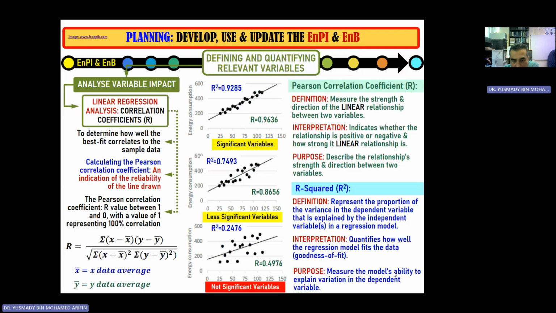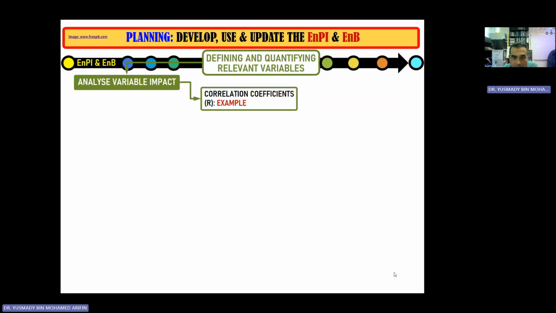So we can look at the different features in the data and also the line provided for the linear regression. The best significant variable condition is shown by the first graph, where all the data are located very close to the linear line formed by the linear regression analysis. If we have a lower value of R or R square, we can see that the energy consumption data spread out from the linear line. So the best one is the first graph, which shows a higher value of R and also a higher value of R square.